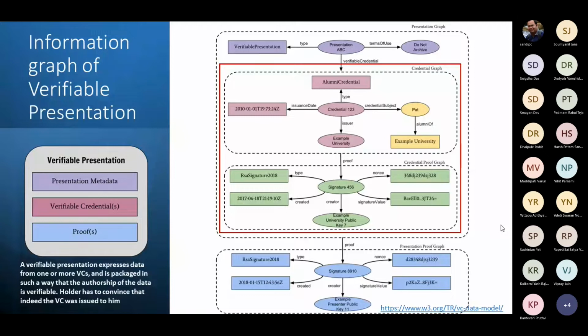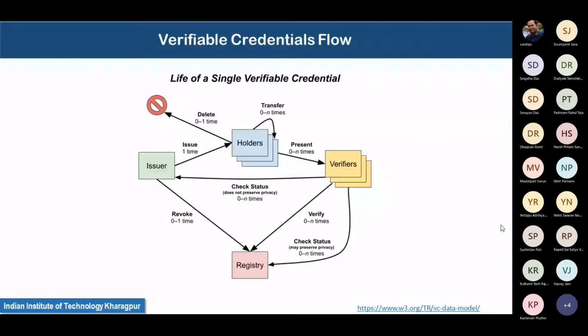So if we look at this verifiable credentials flow, the life of a single verifiable credential: the issuer issues it, typically once, to the holder, saying this is your VC. Like to Pat, Example University is issuing the VC, and then Pat can transfer it to other places and present it any number of times, or may not transfer it also, and present it to verifiers. And then the verifiers can verify from the registry.